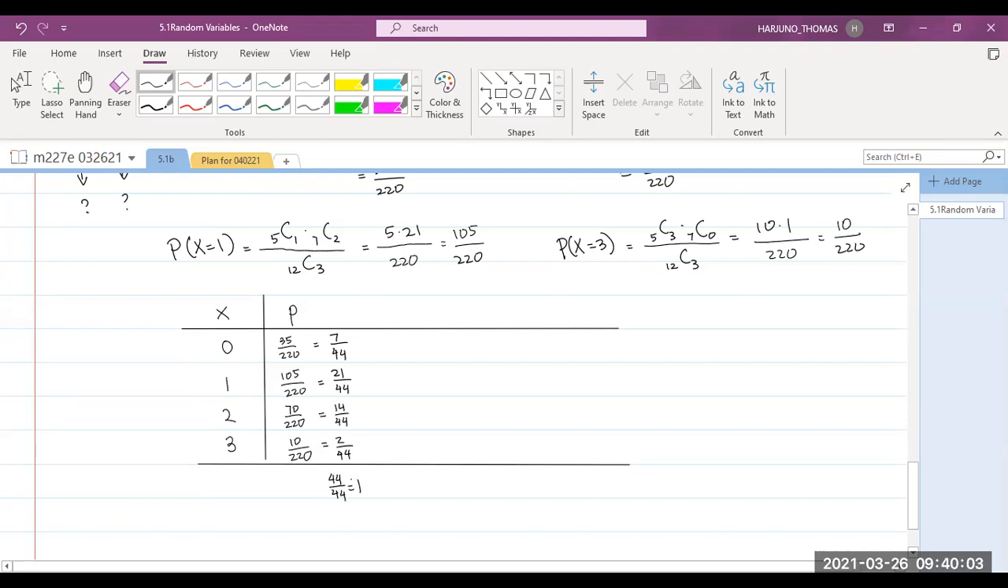Okay, so if my question only asks to construct the probability distribution, then we are done. Now suppose we want to go on to compute the expected value. To compute the expected value, I will do x times P(x). That's 0 over 44, 21 over 44, 28 over 44, 6 over 44. How do you get those, Thomas? I multiply the x by the numerator over 44, x by the numerator over 44, x by the numerator over 44. That's what I did.